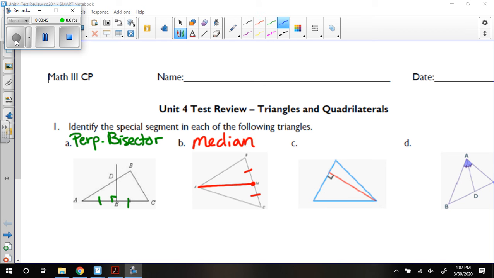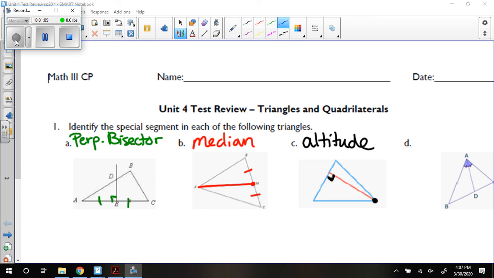For part C, you have a right angle, and you're going from a vertex to the opposite side and making that right angle. Okay, so this is an altitude.